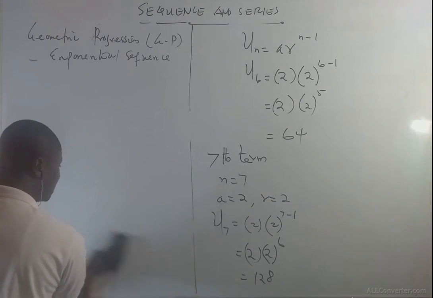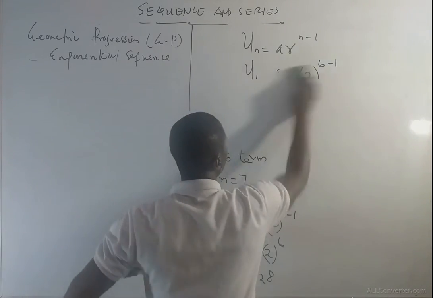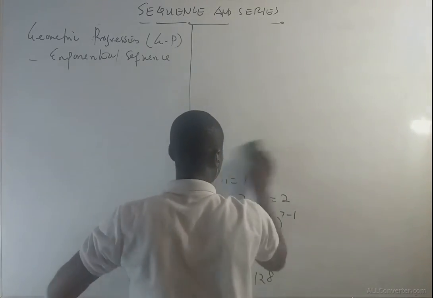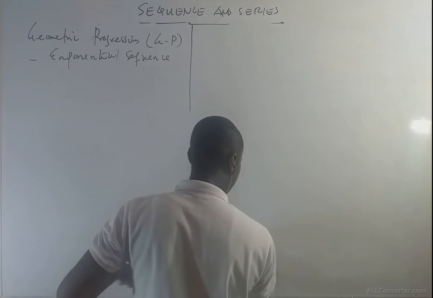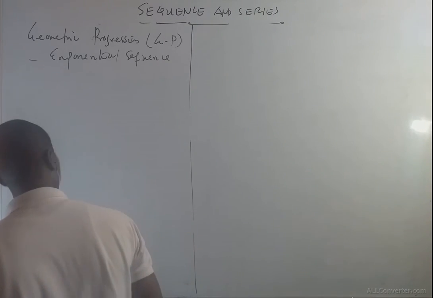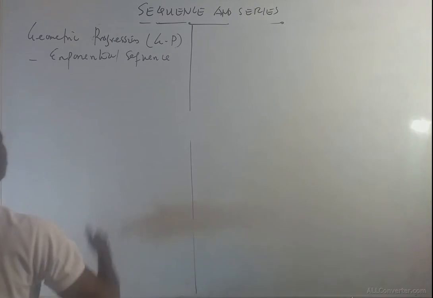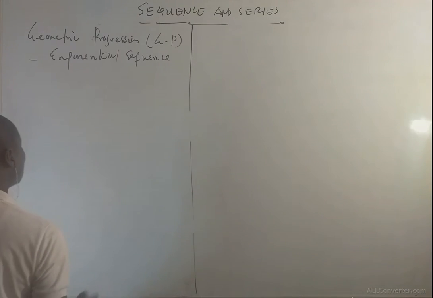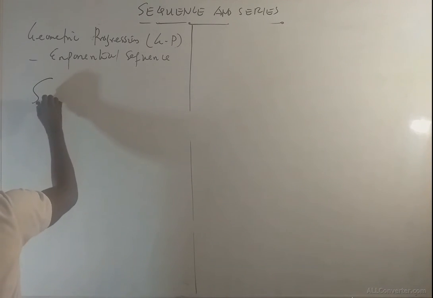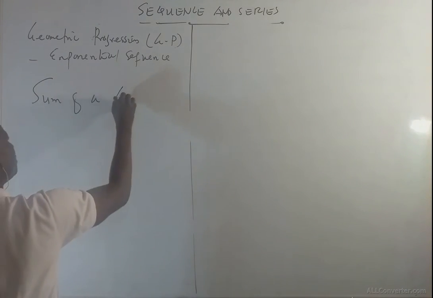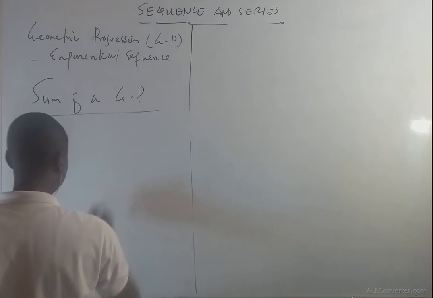And so that is how we find the nth term of an exponential sequence, or GP. That is geometric progression. Now, let's look at the sum of a GP. We are looking at how to find the sum of a GP.